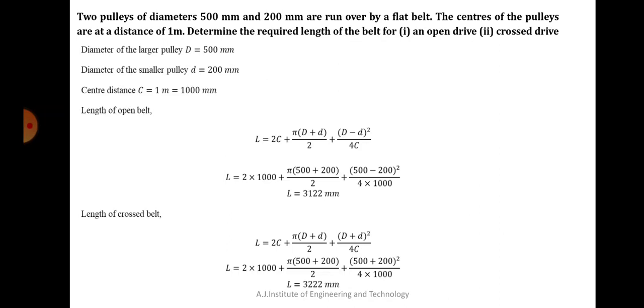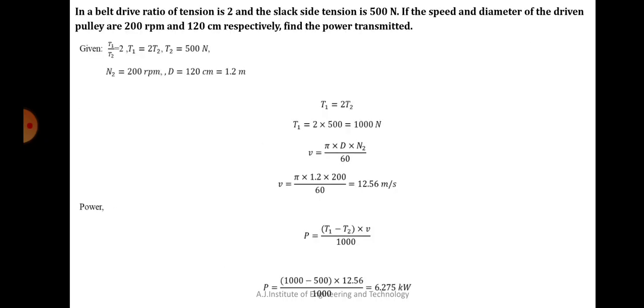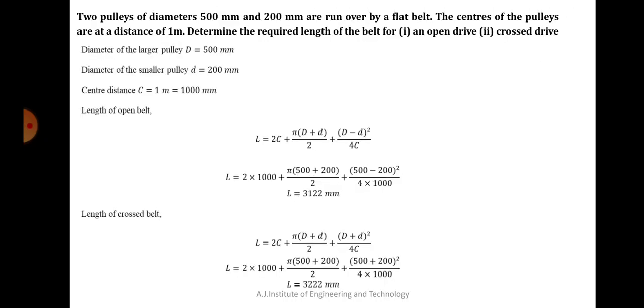So open belt formula, L is equal to 2c plus pi into (D plus d) by 2 plus (D minus d) square by 4c. So substitute the values. L is equal to 2 into 1000, that is center distance, plus pi into capital D plus small d, (500 plus 200) divided by 2, plus (D minus d), (500 minus 200) square divided by 4c. The answer what you are going to get is L is equal to 3122 mm.